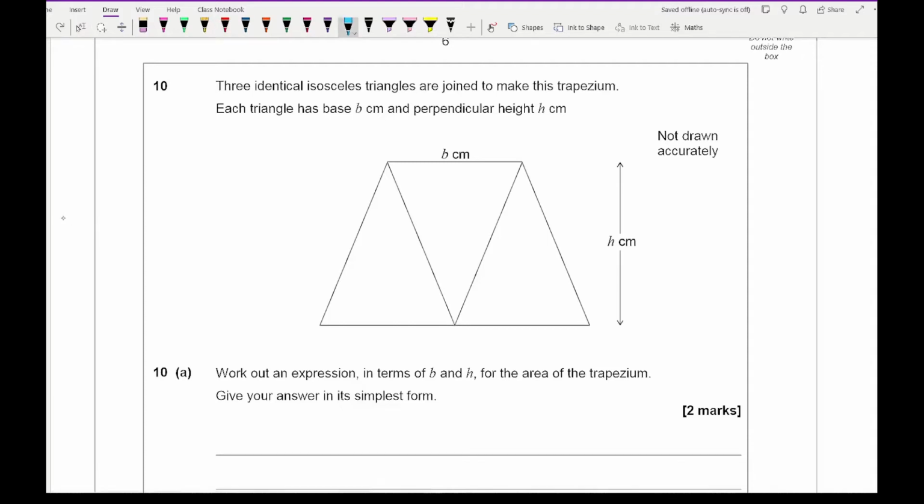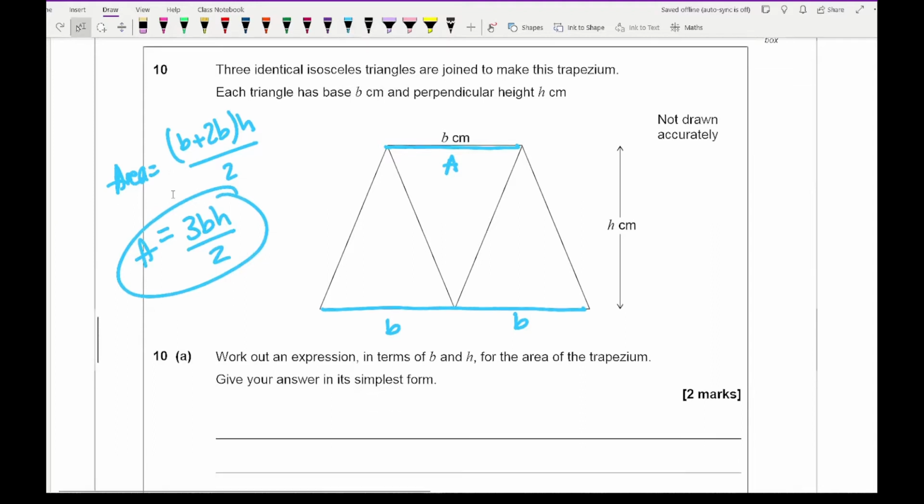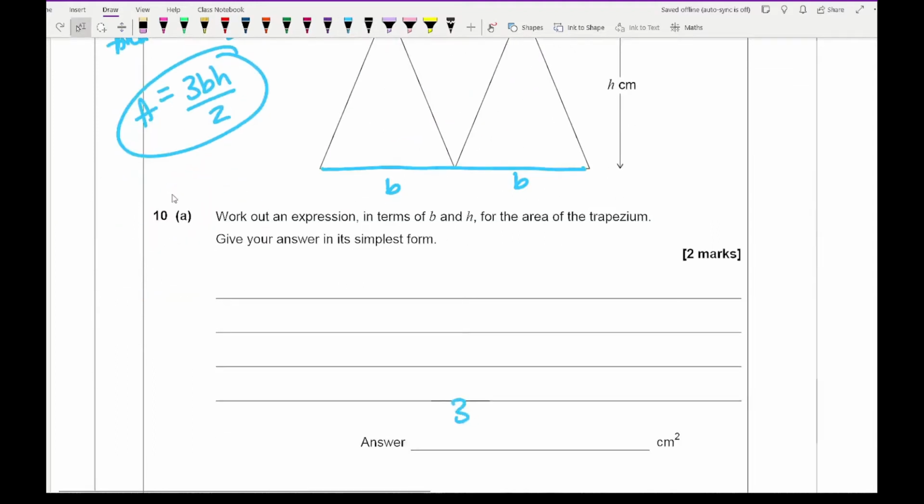Now, when working out the area of a trapezium, you need to know what this length here is, what this length here is, and what the height is. So here my a is the top one. B is going to be 2 lots of b. So here, looking at the area, it's going to be b plus 2b multiplied by h, all divided by 2. So simplifying the brackets, I get 3bh divided by 2, and that there is my final answer. So here we get 3bh over 2.